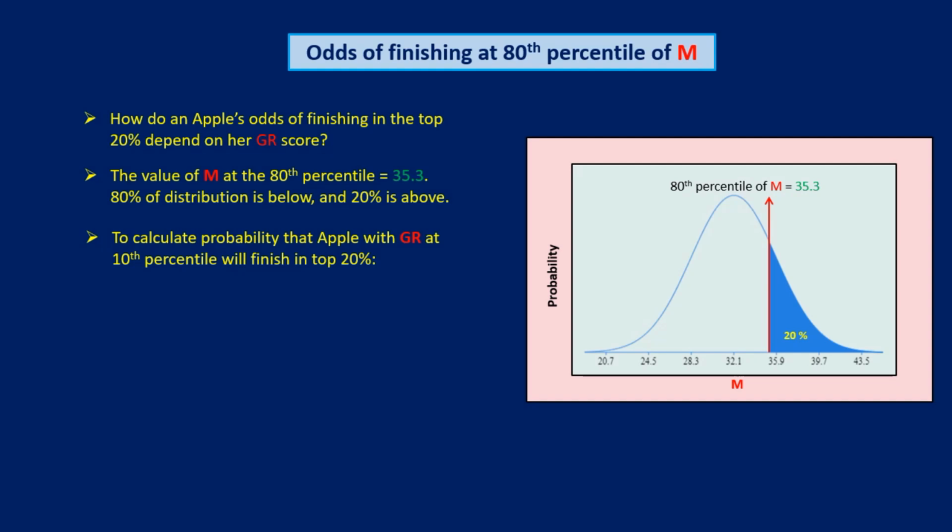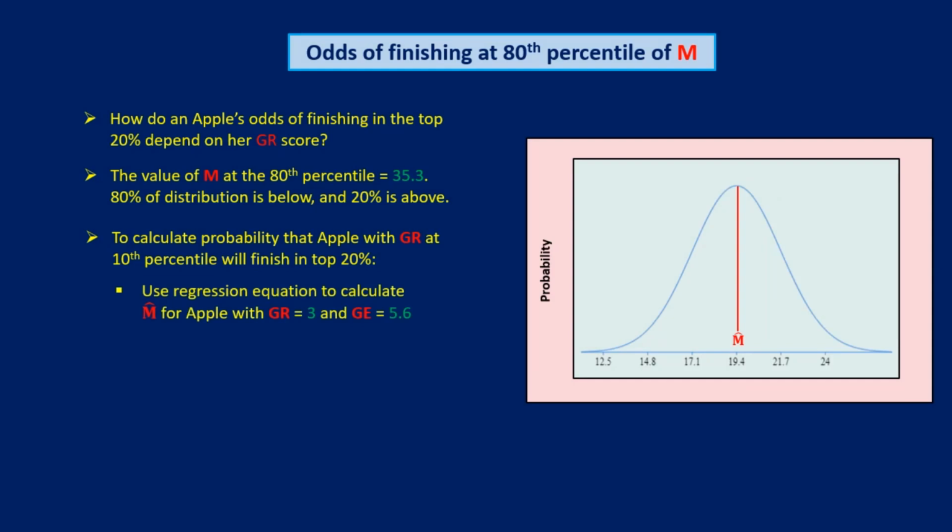Last time, we saw that this GR score is 3. We don't know this apple's GE score, so we'll use 5.6, which is the average GE score for last summer's riders. The regression equation tells us that M hat for an apple with these GR and GE scores is 19.4. Applying the 12% rule, we find that this apple's SE is 2.3.